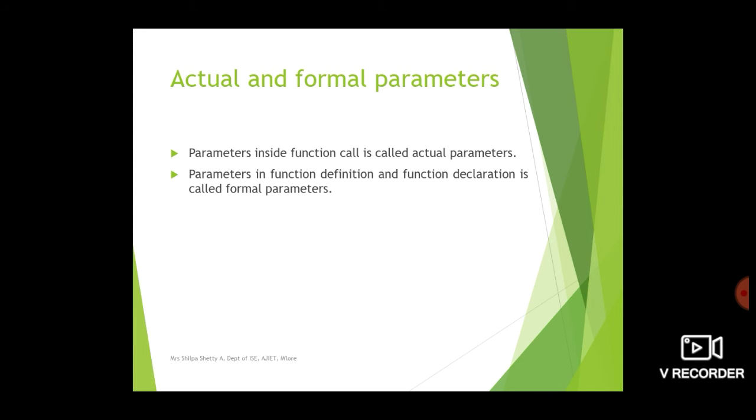Now there are two types of parameters. We have actual parameter and formal parameter. The parameter inside the function call is called an actual parameter. When you call the function, you will pass the values. For example, if you have defined a function called add, when you call the add function, you may pass add 4, 5, or you might take two variables, a is equal to 10, b is equal to 20, and call the add function as add of a, b. So a, b are present in the function call.